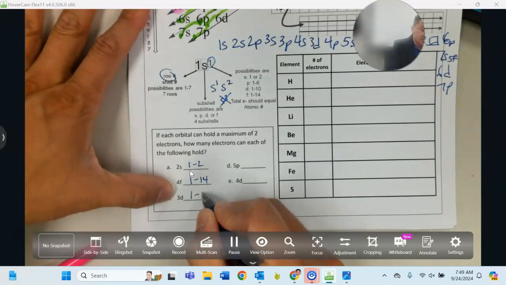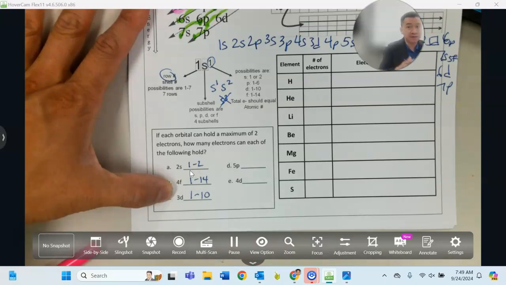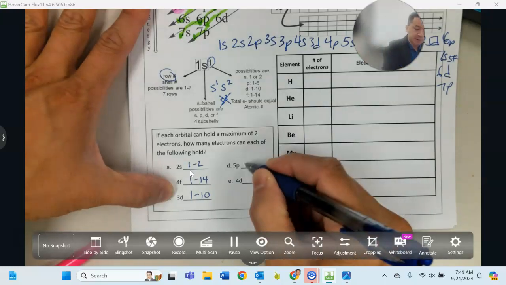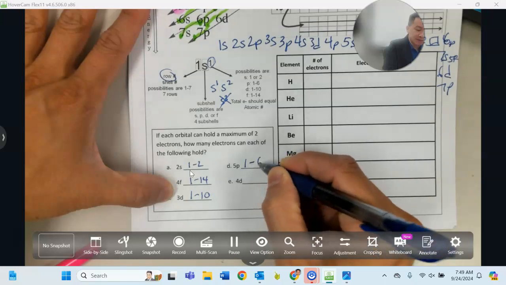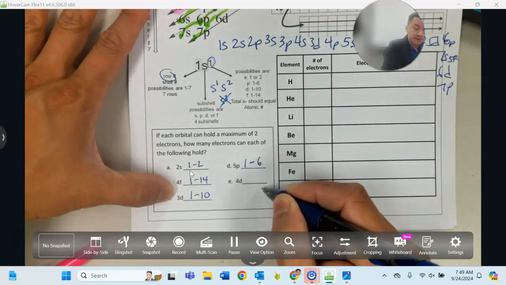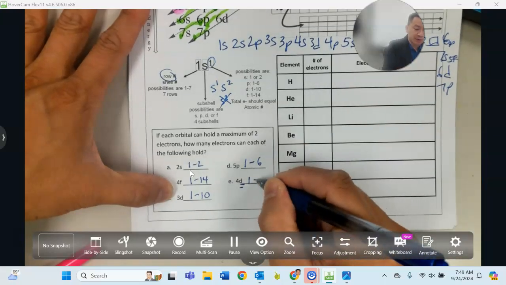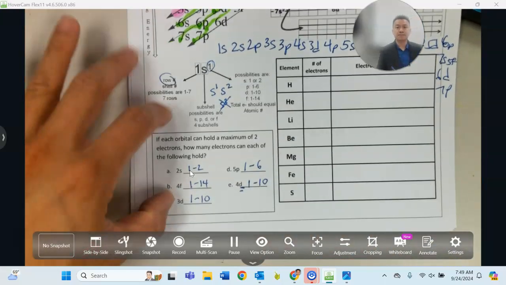D can hold 1 to 10. You can have d1, d2, d3, all the way to d10. Not d11. It can't hold d11 because there are only 5 d orbitals. P can hold 1 to 6 electrons. And d, again, has 5 orbitals. It can hold up to 10, so it's anywhere from 1 to 10 electrons.